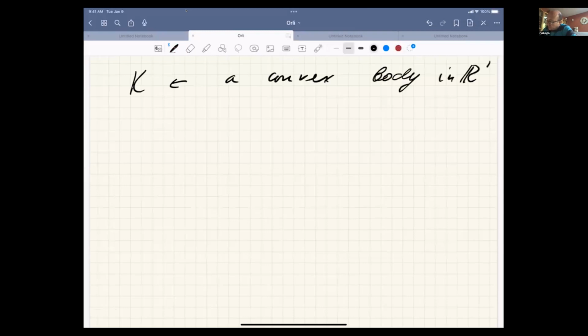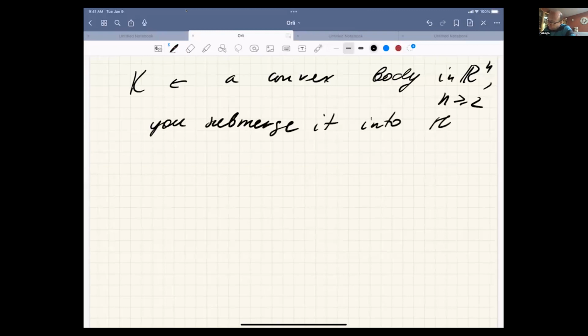In R^n, again, n greater or equal than 2 if you want. And you do the following. You submerge it into the water. Yeah? So you submerge it in a moment into the water. Okay.